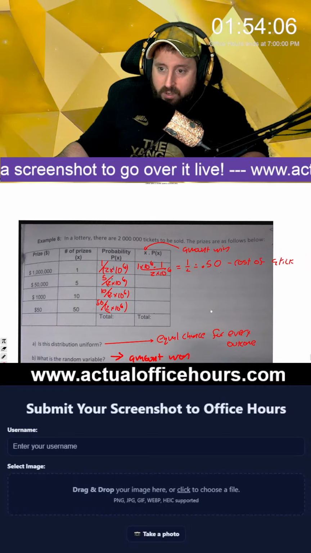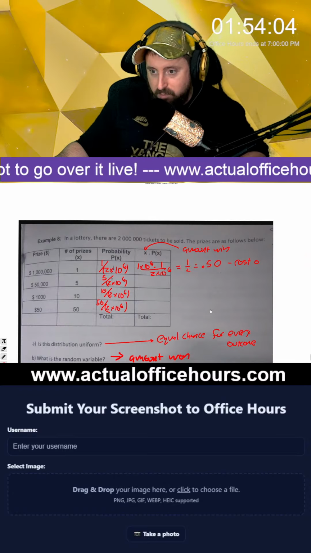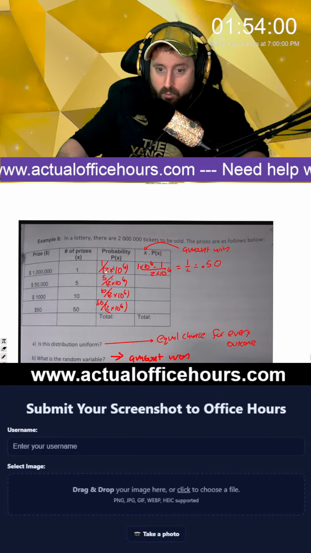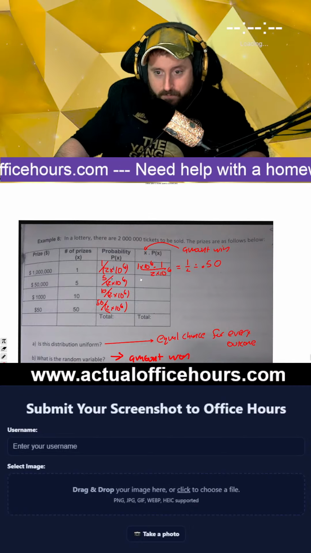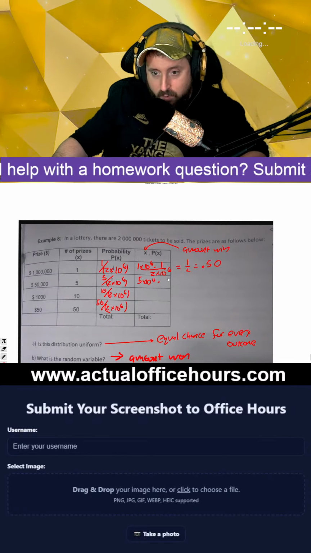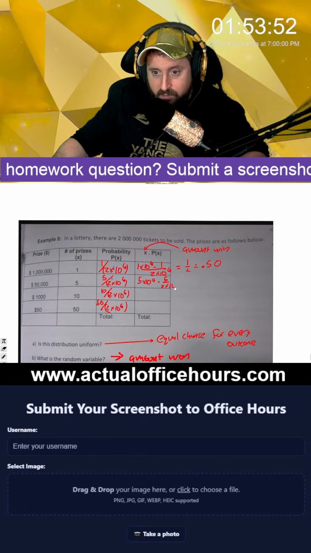Or like how much you're expected to lose, I guess, playing the game. Right. But that's just the grand prize, right? So we have other ones. So the other one is there's a 50,000. So that's 5 times 10 to the 4th times the probability of that, which is 5 over 2 times 10 to the 6.